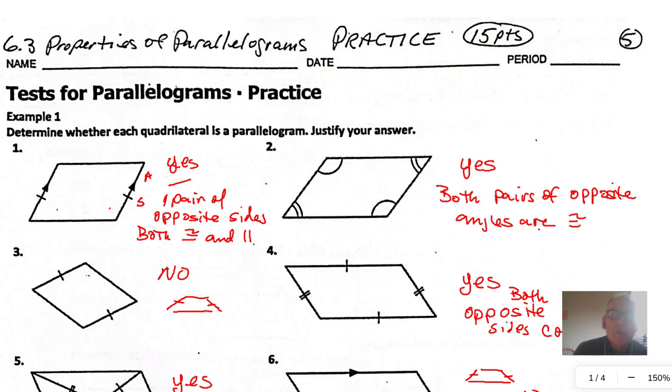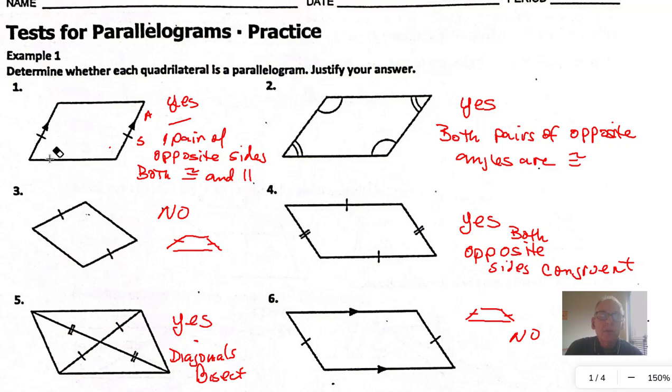Okay, this video accompanies the 6.3 practice page test for parallelograms. So let's talk about these.